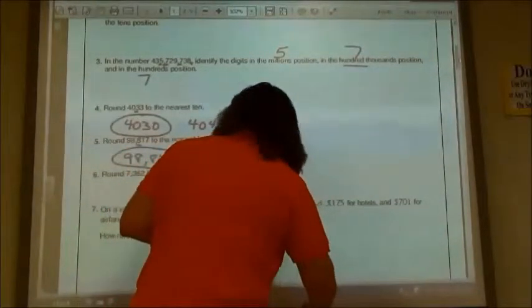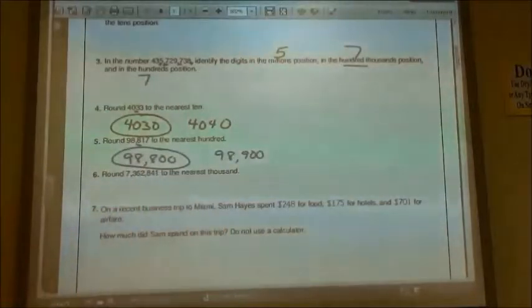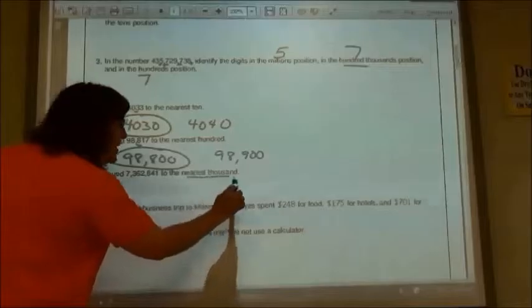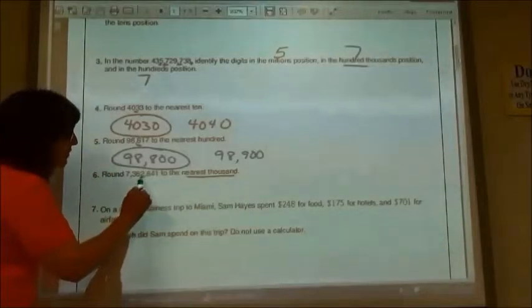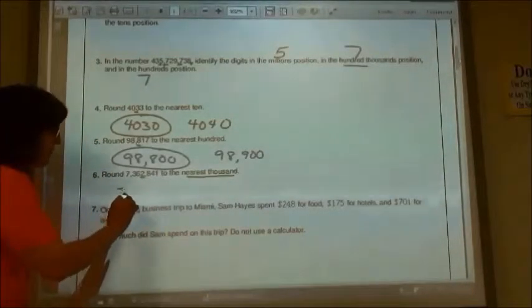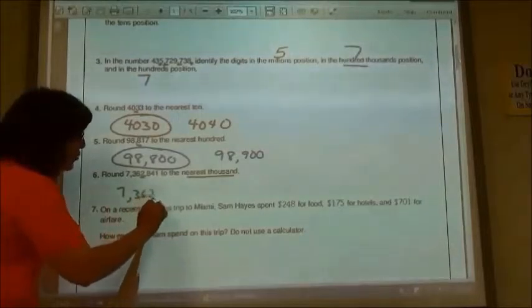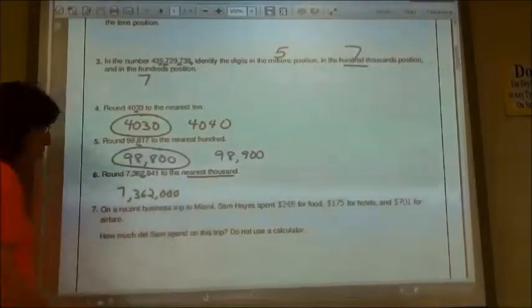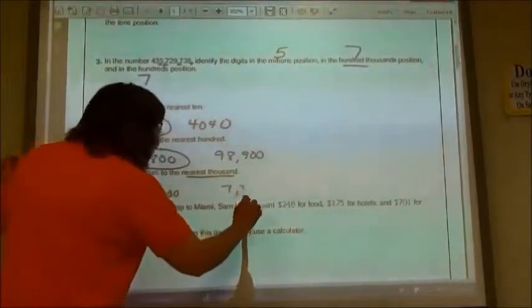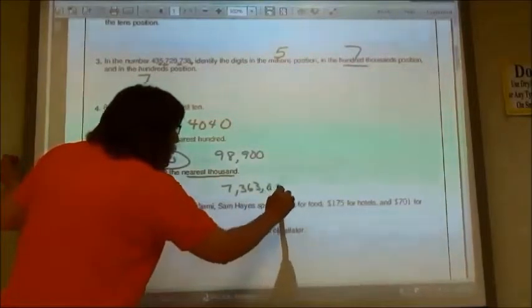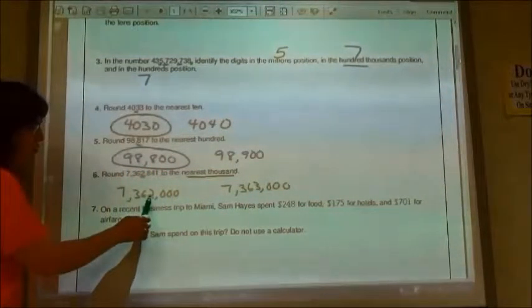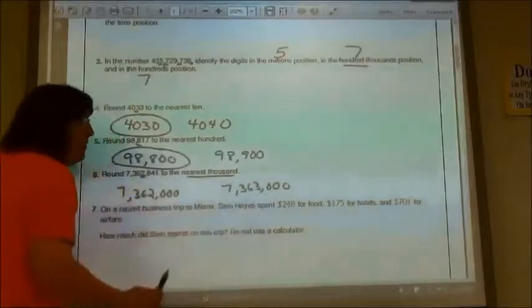Number 6, if we look at that one, 7,362,841 to the nearest 1,000. So the number in the thousands position is the 2. So do I leave it 7,362,000 or do I round it up to 7,363,000? Notice the 2 was in the thousands position. I rounded it up by 1.